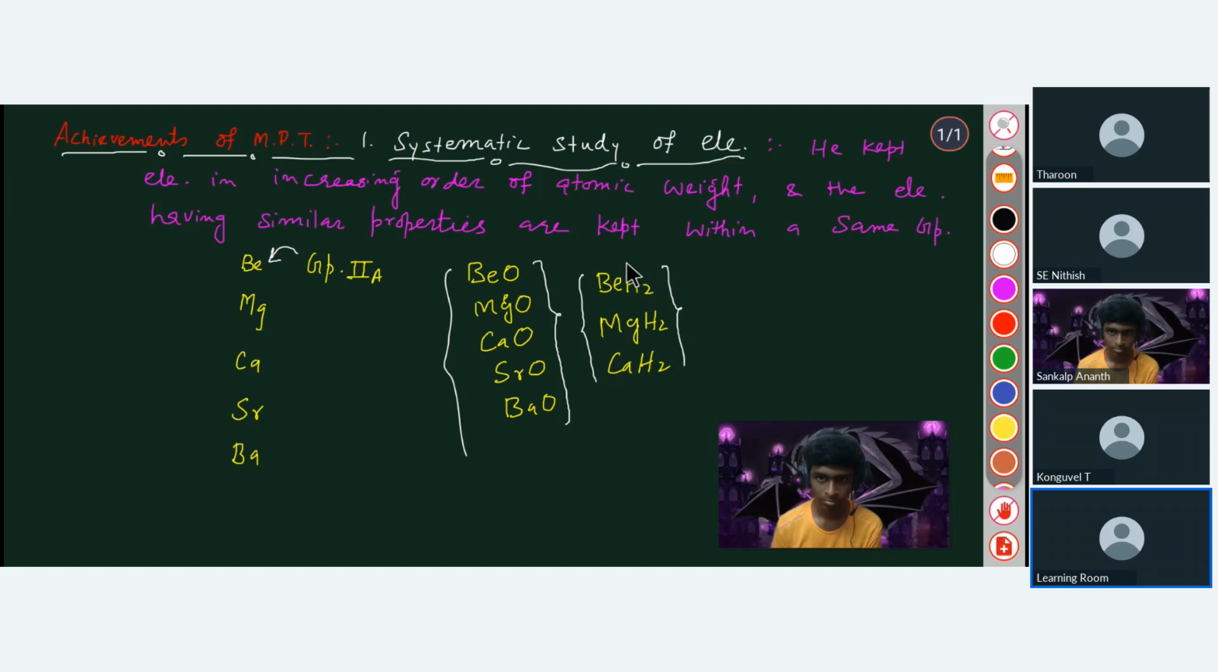There is systematic study in Mendeleev's periodic table. For example, if you know that beryllium forms a hydride of the formula BeH2, then magnesium will also form MgH2, calcium will form CaH2, strontium will form SrH2, and barium will form the same type of hydride, that is BaH2. So got it now? Yes, sir. Shall I move to the next page? Yes, sir.